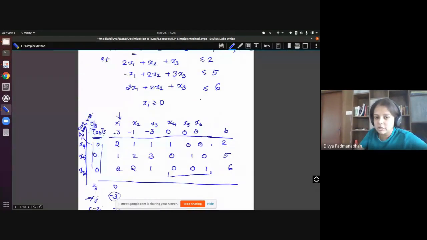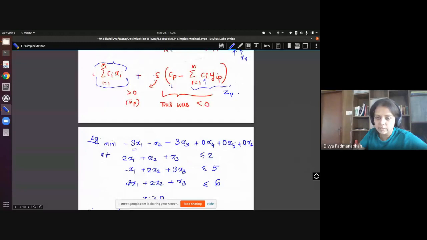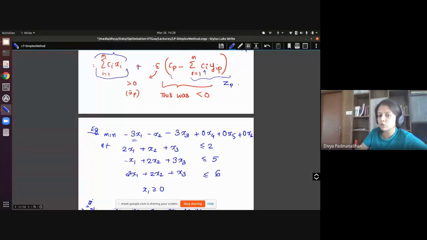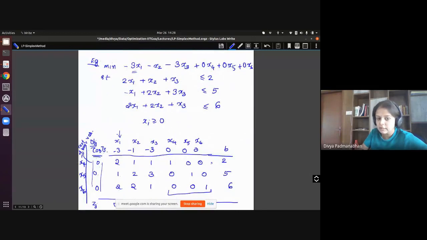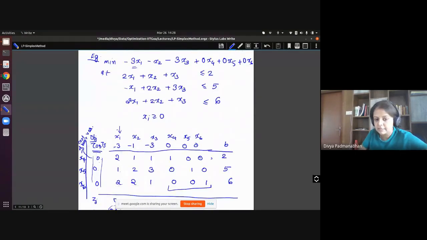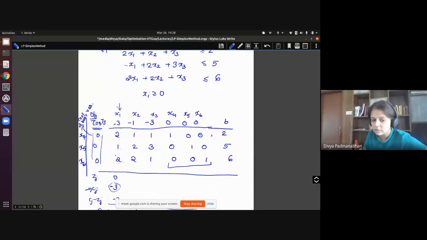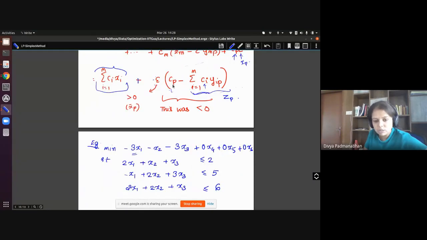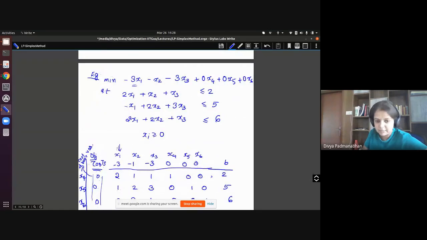In order to compute this quantity, summation CI YIP, the CIs here correspond to the cost of the basic variables, and that is what is 0, 0, 0 here. This quantity, which I'm noting as ZP, is just 0 times 2 plus 0 times 1 plus 0 times 2, so that gives you a 0 value. And CP corresponds to the actual cost of the non-basic variable, at this point a non-basic variable, so the cost of this one.